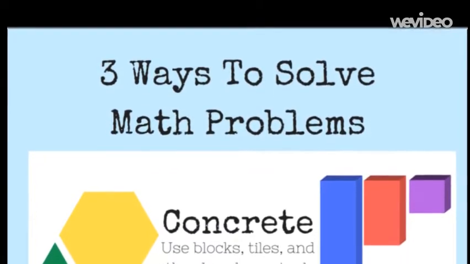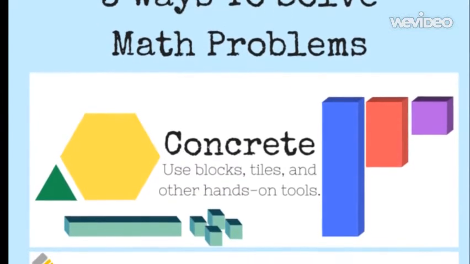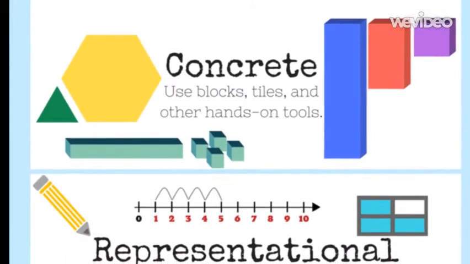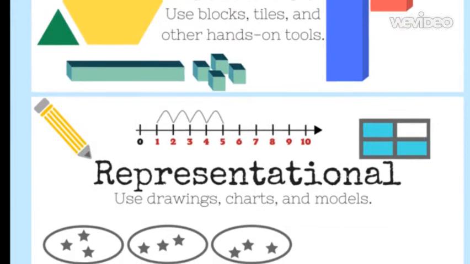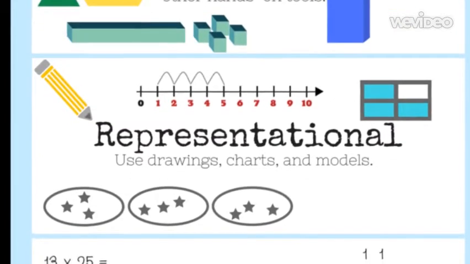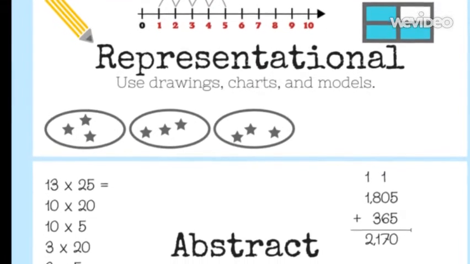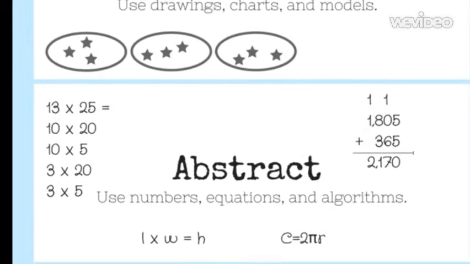C stands for concrete. So at first you're using blocks and tiles and other hands-on tools in order to do the math problem. Then you're going to be moving to a representational model for R, and that's using drawings and pictures and models in order to solve the problem. And finally, then you move to the abstract, which is where you bring in the numbers and the equations and the algorithms and teach the students how to use them to solve the problem.